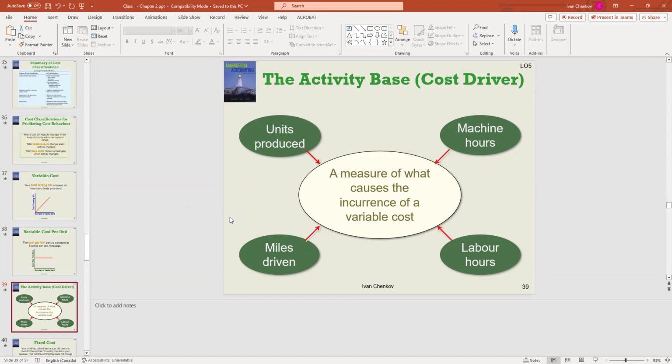Machine hours. If our machine's working more hours, yes, we're going to produce more products, but our cost is going to increase as well because we have to use electricity. You have to use those people working on the machine. We have to use more materials to produce the product on the machine. Labor hours is the other thing that drives the variable cost. The more people work for us, the more we have to pay. And the other one is the miles driven. If you increase the mileage of the driving, you have to pay more.